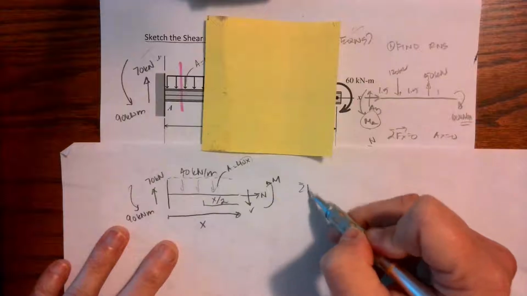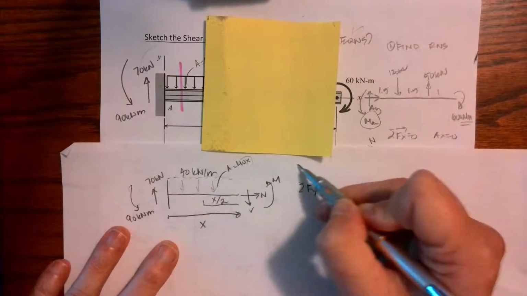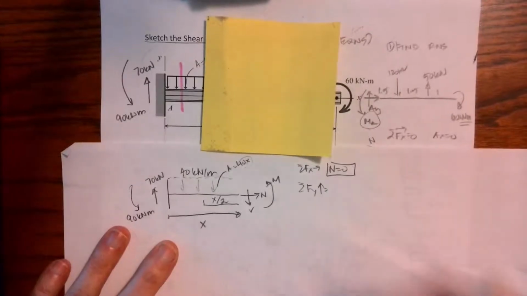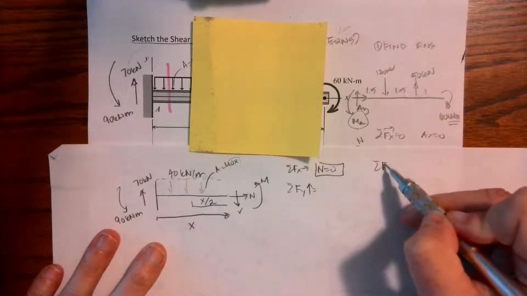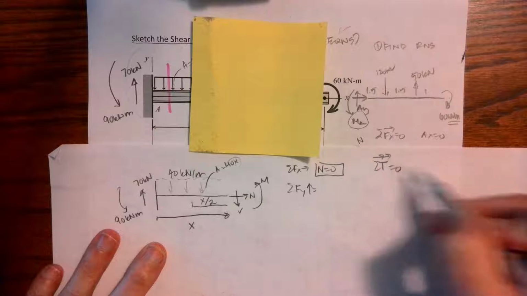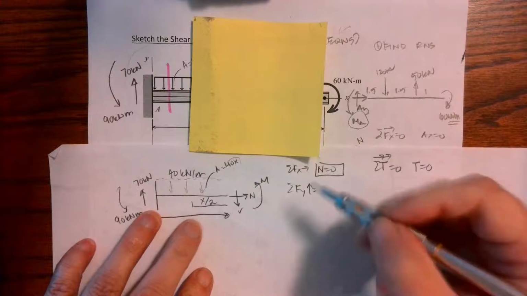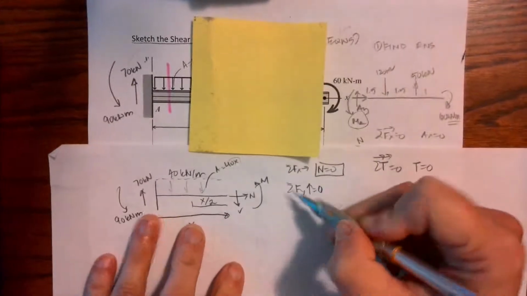So now I can sum my forces in the y direction. Well, first we'll sum forces in the x direction, and we'll find that our internal normal is 0. And really, if you wanted to get fancy, we could sum our torques, and we would find that we don't have any internal torque, which is good. It's a beam. So now we are summing forces up.